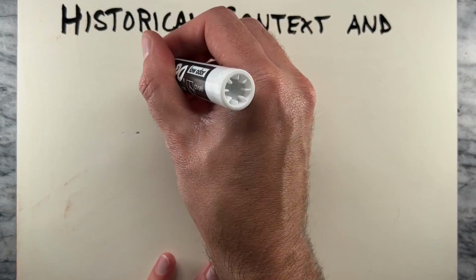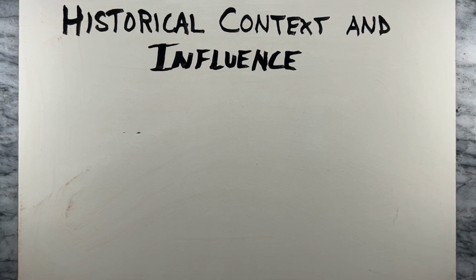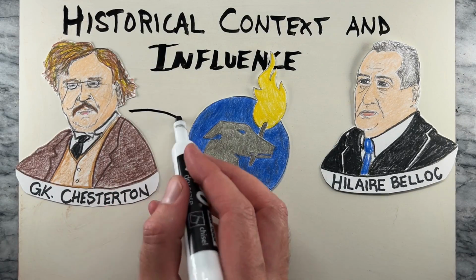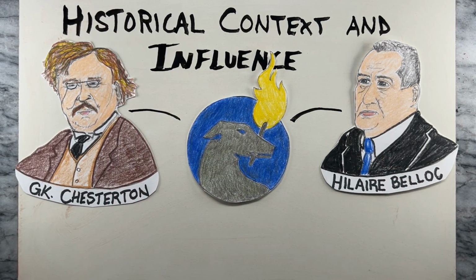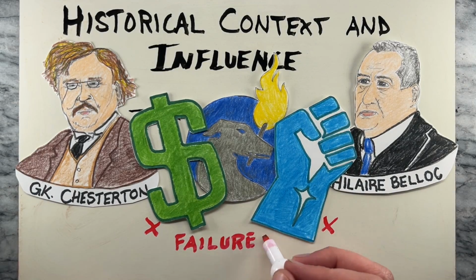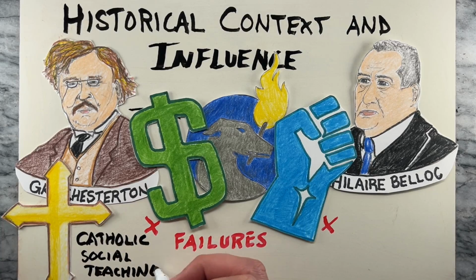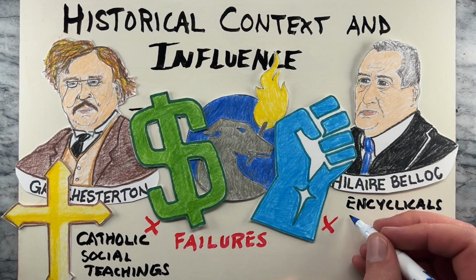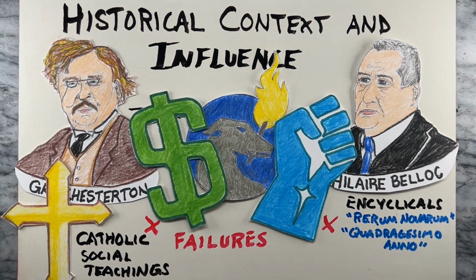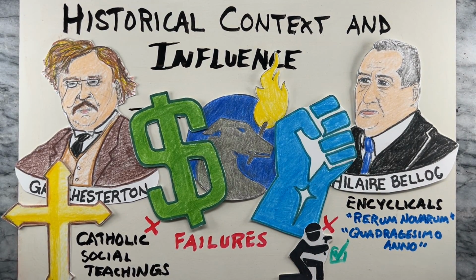Next, let's look at the historical context and influence of distributism. Philosopher and historians G.K. Chesterton and Hilaire Belloc were instrumental in developing and popularizing distributism. They critiqued both capitalism and socialism for their failures to provide a humane and just economic order. Distributism is also heavily influenced by Catholic social teachings, particularly the encyclicals Rerum Novarum and Quadragesimo Anno, which advocate for the protection of workers' rights and the promotion of social justice.